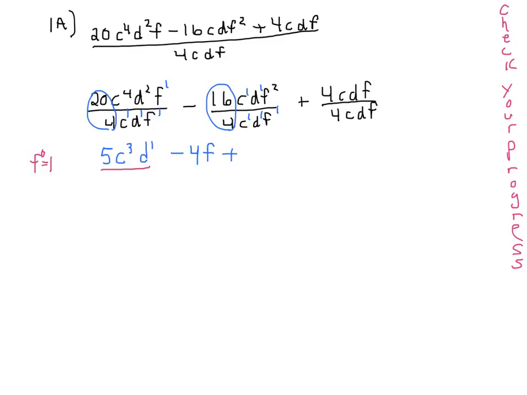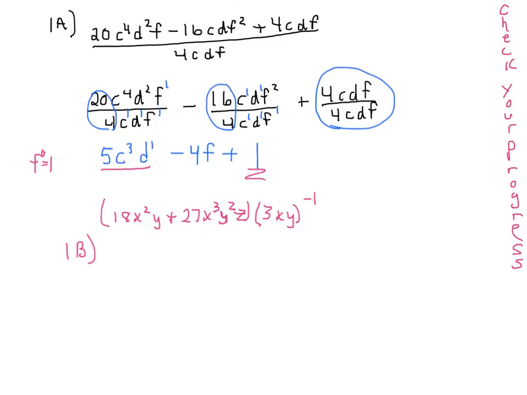Then for our last term, notice that everything divides. 4 divided by 4 is 1, c divided by c is 1, d divided by d is 1, f divided by f is 1, so that last term is 1. Make sure that you include that last term. It isn't 0, it's 1.